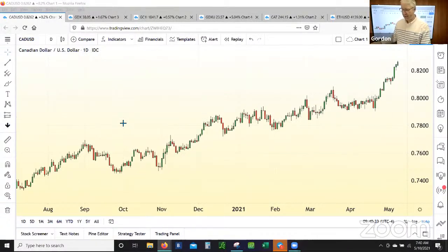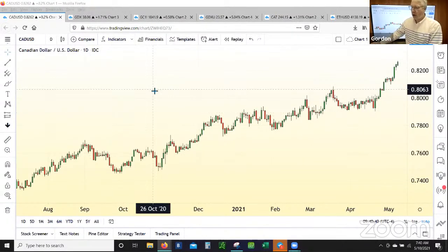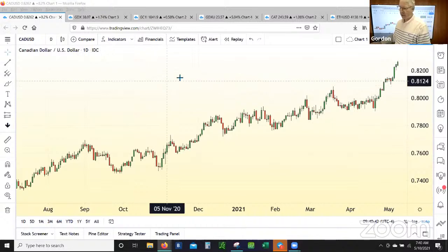All right, that's about it. Yeah, the US dollar compared to CAD is at an all-time low. It's got more to go. It's got more to go.